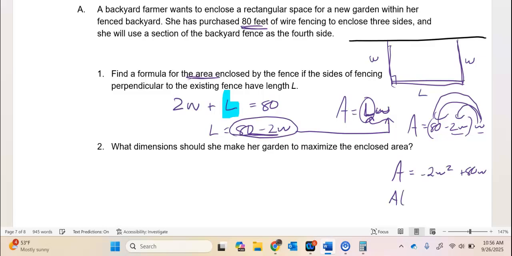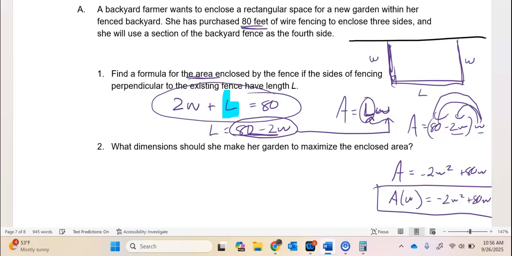So now with a little trick of substitution, you can write using function notation. It's a function of w, and it's negative 2w squared plus 80w. That's the hard part. We had to use this other information in order to get a function of a single variable. And look what happens. It turns out to be a quadratic function. So you know that it's going to have a maximum area, right?